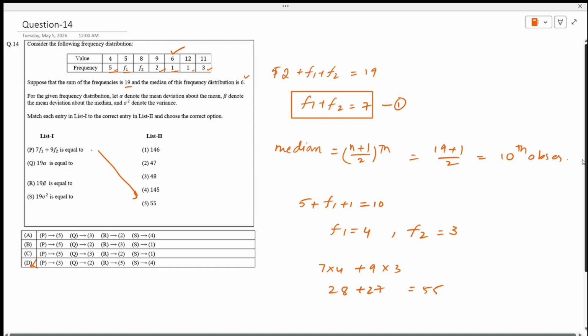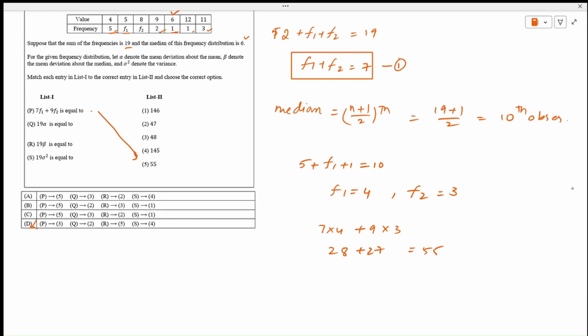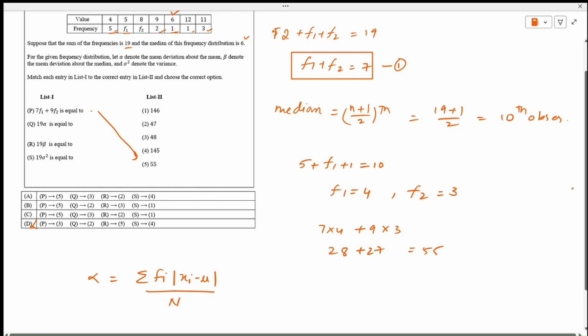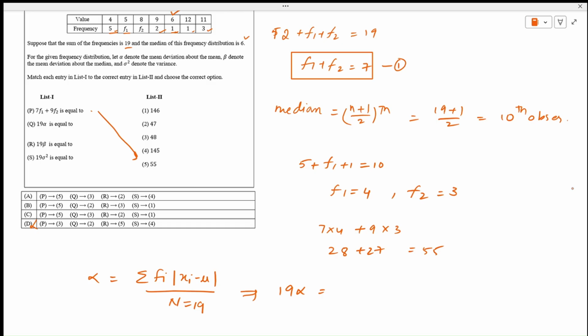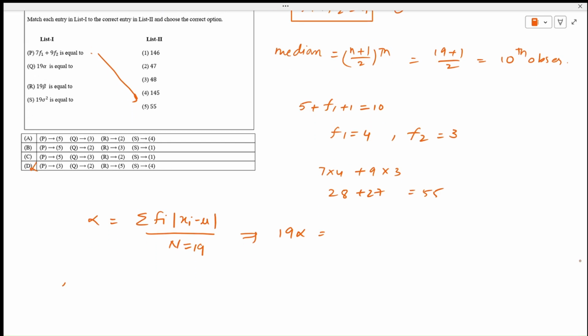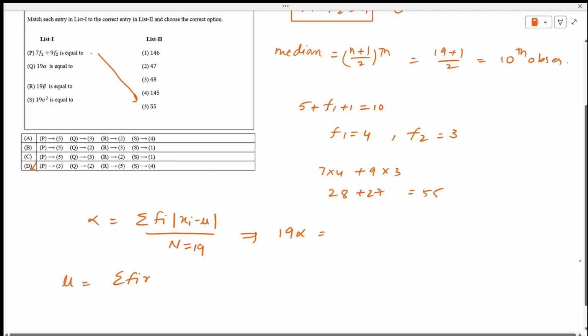Next, let us find alpha. What is alpha? Alpha denotes mean deviation about mean. So alpha is equal to summation fi modulus xi minus mu upon n. So what is n here? N is 19, right? Because it is the sum of frequencies. So 19 alpha is equal to summation fi modulus xi minus mu. First let us find mu. Mu is the mean of the data. Mu is equal to sigma fi xi upon sigma fi.